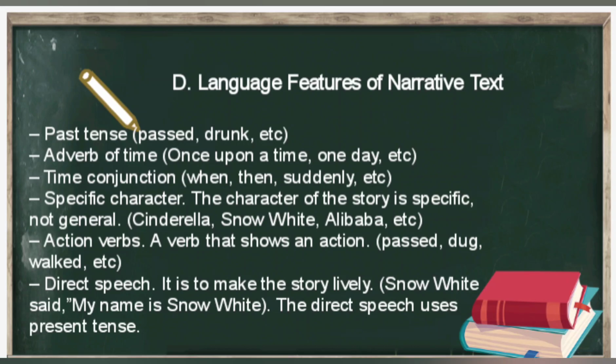Also, they have action verbs. A verb that shows an action, for example, walk, but all in verb 2, the second verb. Direct speech, it is to make the story lively. Here is an example. Snow White said, "My name is Snow White." The direct speech uses present tense.